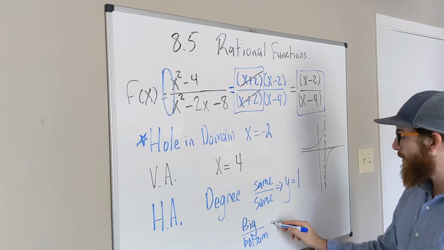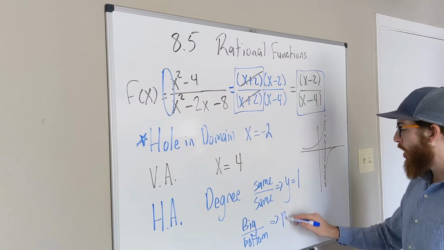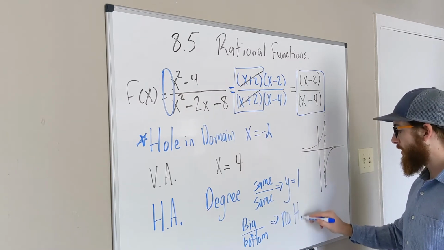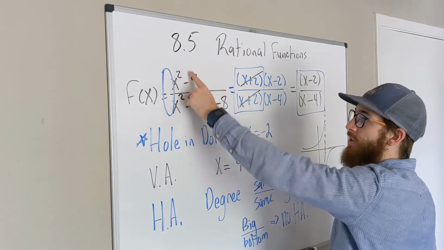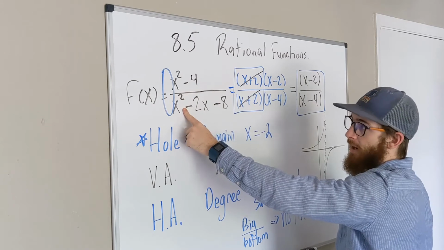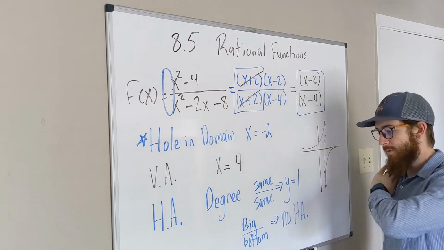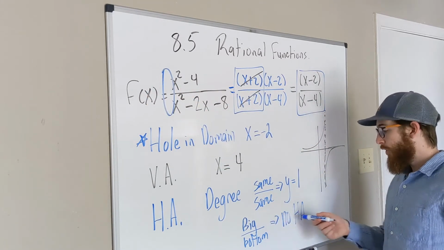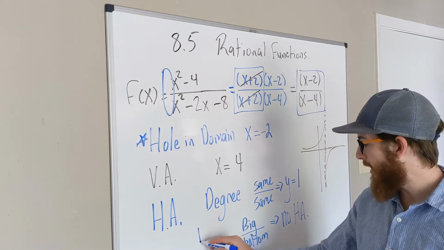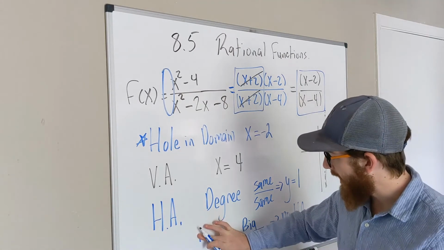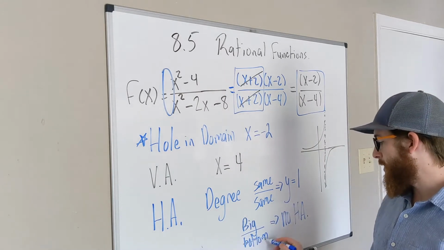Okay, then this means there is no horizontal asymptote. If the top has a bigger power, like x cubed, and the bottom was x squared, there's no horizontal asymptote. If the top is bigger, no HA. And the last option would be flip-flop. If the bottom was, sorry, I didn't mean to put bottom, I should have put smaller.